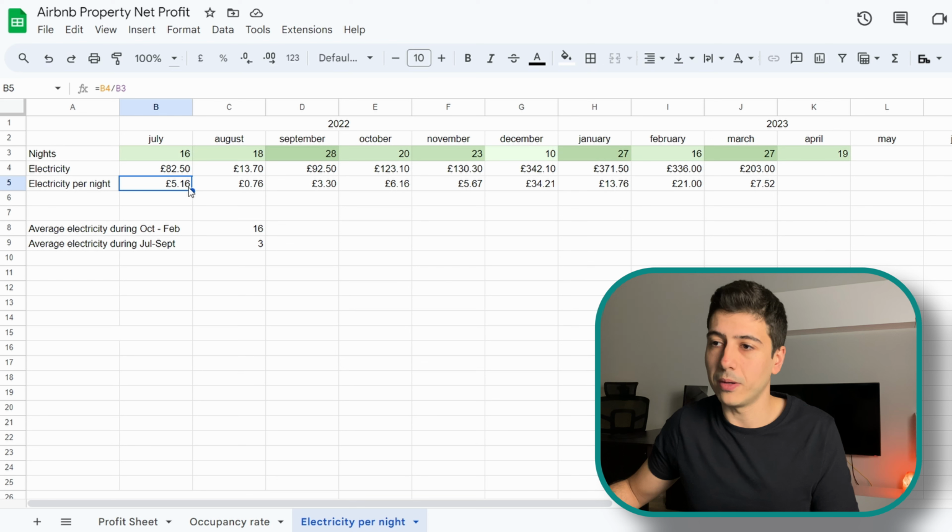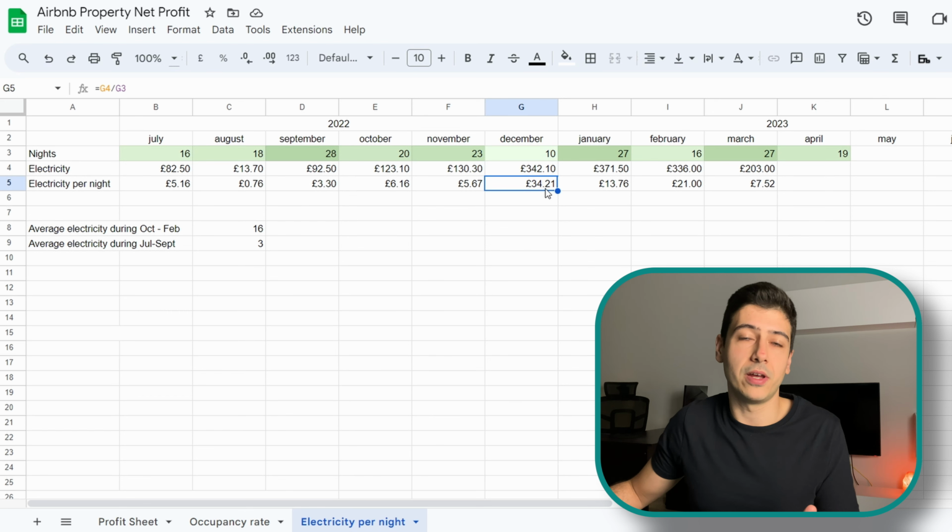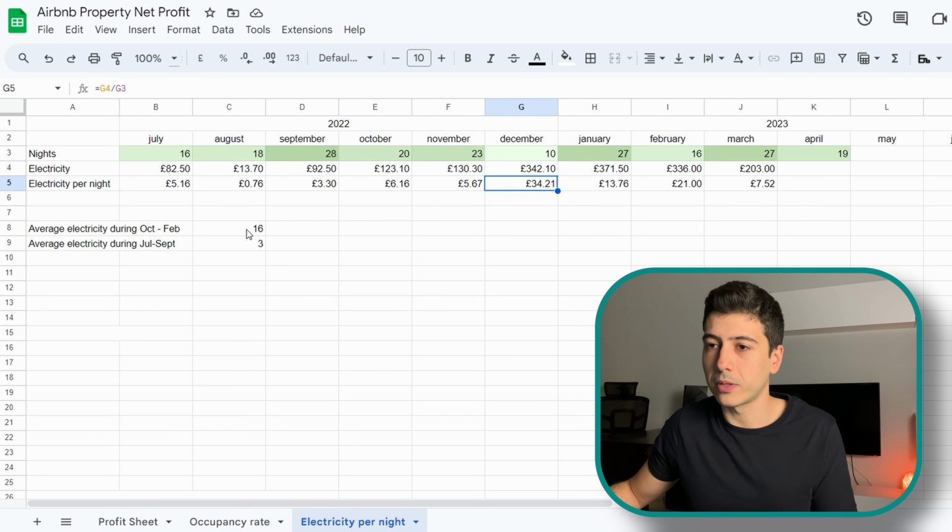So I get £5. And that way you can see that in the hottest month, for example, the electricity bill really went down because there were 18 nights booked, but the electricity bill was only £13.70, which is really nothing compared with other months, for example, in winter. When in December we had 10 nights booked, and obviously they pumped up the heating, we've got £342 of electricity bill, which is £34 cost of energy each night. And also I've calculated an average electricity during October and February.